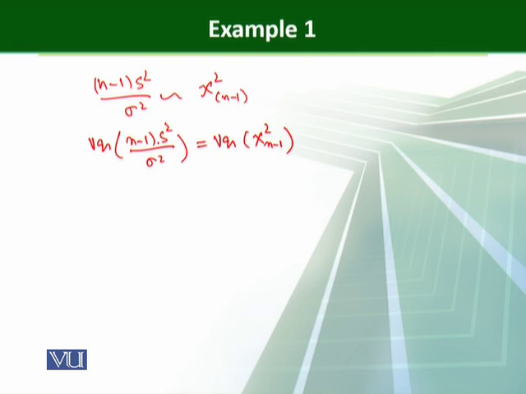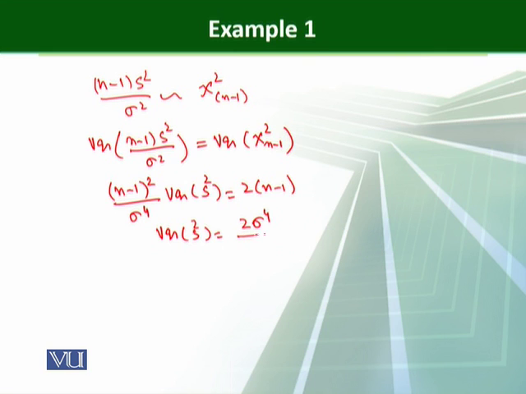When we apply the variance, it becomes n minus 1 whole square over sigma raised to power 4 into the variance of S square, and that is equal to the variance of chi square with n minus 1 degrees of freedom, which is 2 into n minus 1. So the variance of S square becomes 2 sigma raised to power 4 over n minus 1.